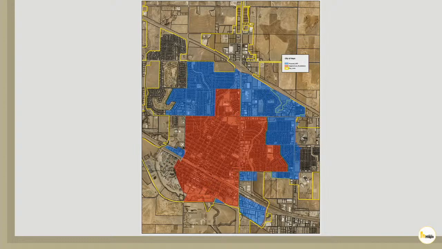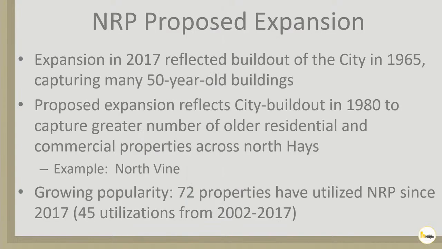So once again, this is the proposed map. Jared, can I ask a quick question? Can you go back one slide, please? Maybe that answers it. 72 properties have utilized NRP since 2017, 45 between there. So since 2000, okay, I got it.